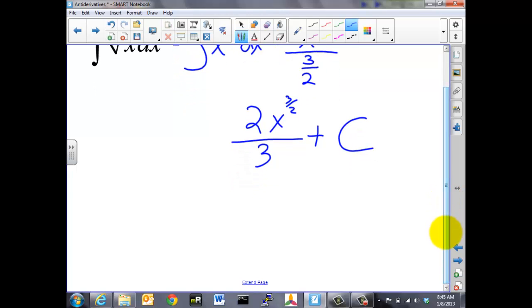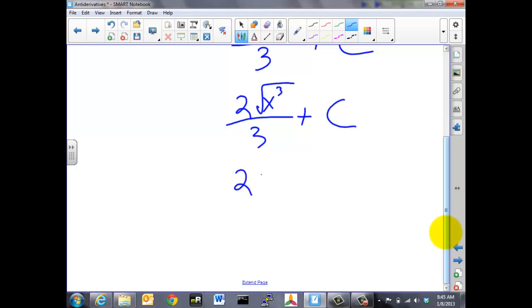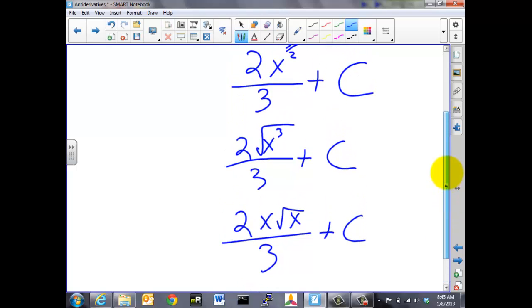We could write it like this, 2, not x squared, x cubed, the square root of x cubed over 3 plus c. That answer could be there. I doubt it is. More likely, 2x root x over 3 plus c. How did I get from the square root of x cubed down to x root x?